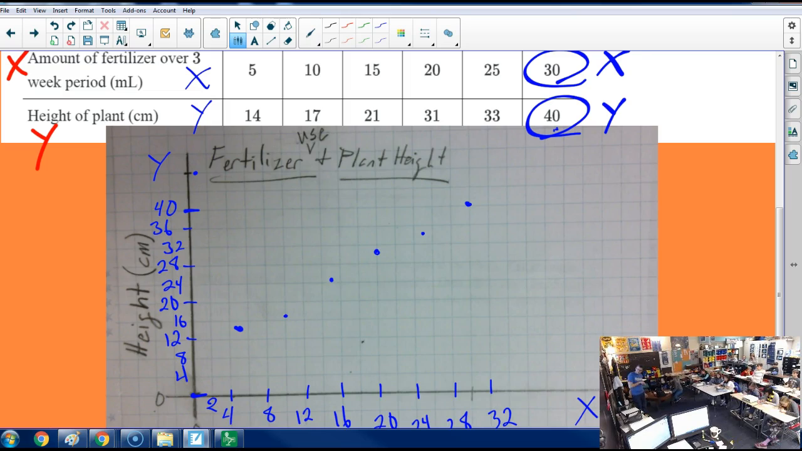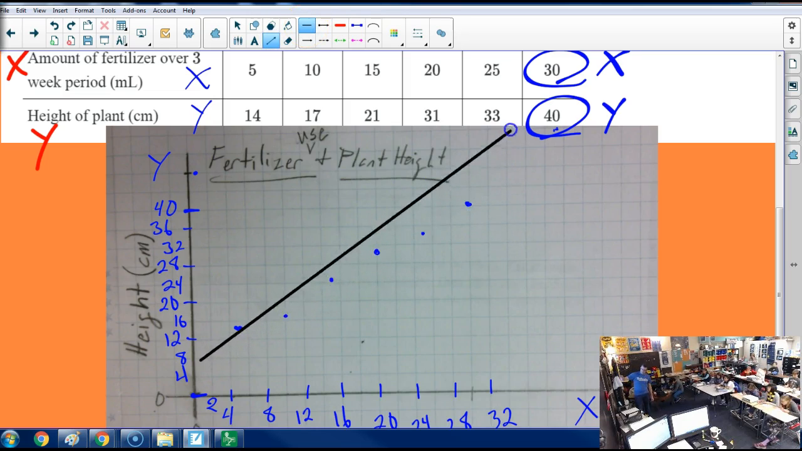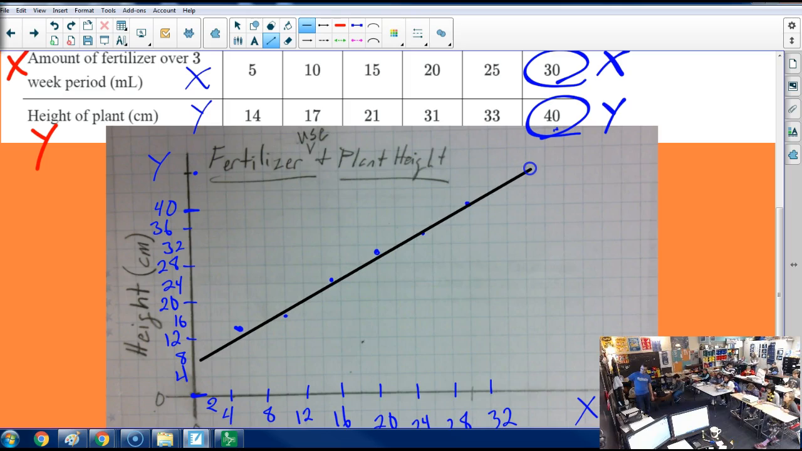One, two, three, four, five, six. So then using that ruler, remember you're going to try to average out your line so it has equal points on top and bottom. And the ones touching it don't really quite count.